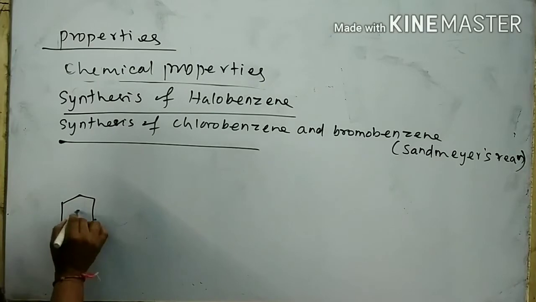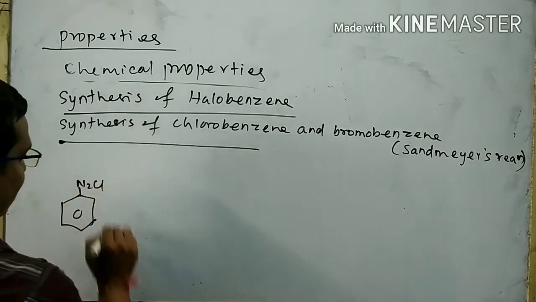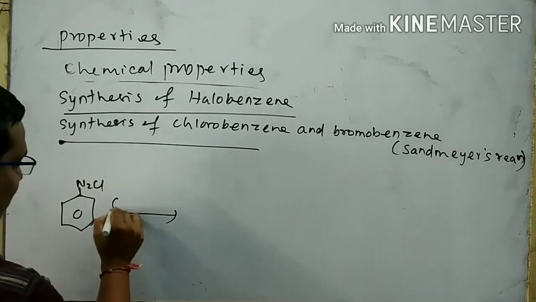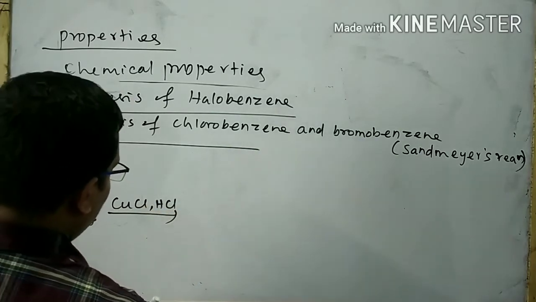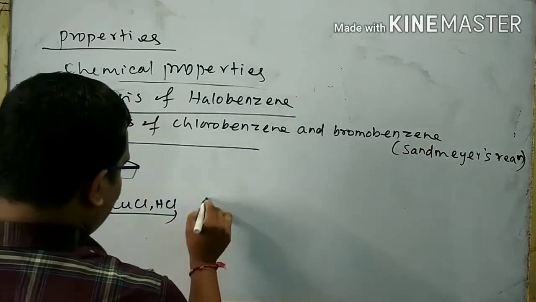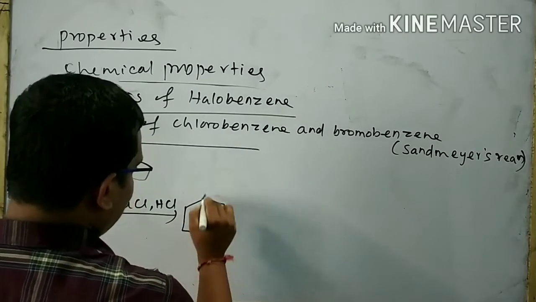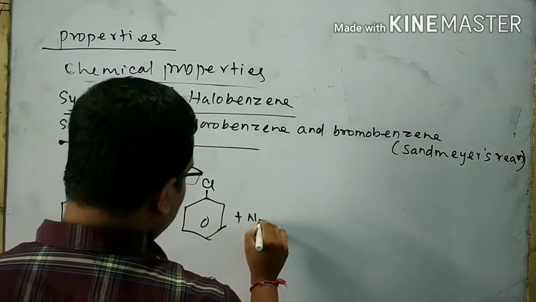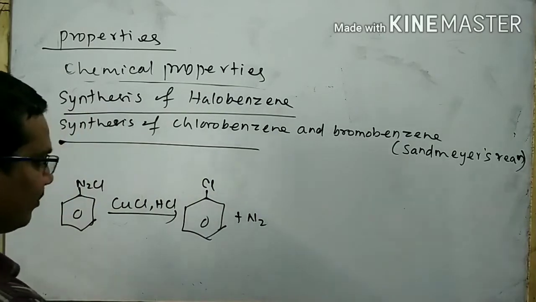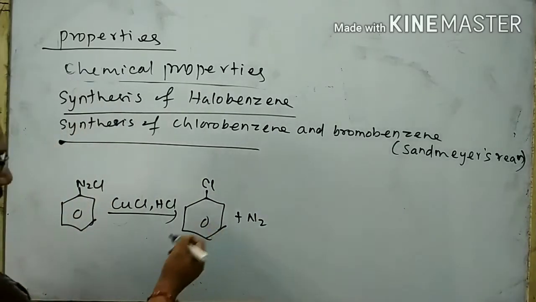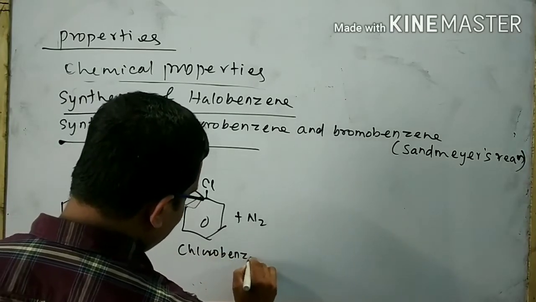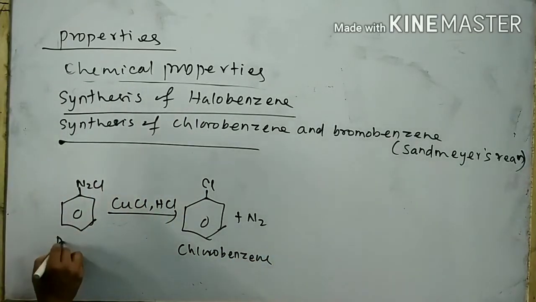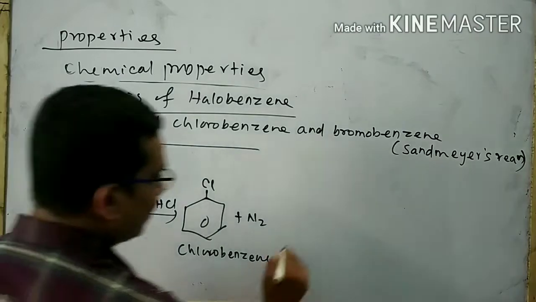This is your BDC. Now it is subjected to reaction with the CuCl, which is dissolved in HCl. Then chlorobenzene is formed with the evolution of nitrogen gas. This is said to be chlorobenzene. This is said to be BDC.